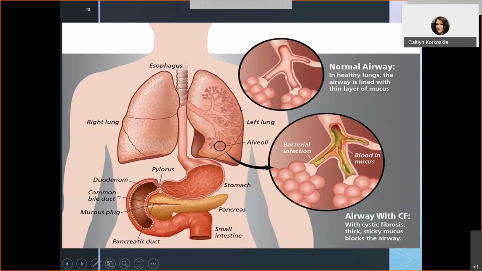So this is what it can look like with someone who has cystic fibrosis. It causes blood and mucus inside the bronchioles here, and it also causes some inflammation in the alveoli. You can usually get a good look at this on an X-ray.